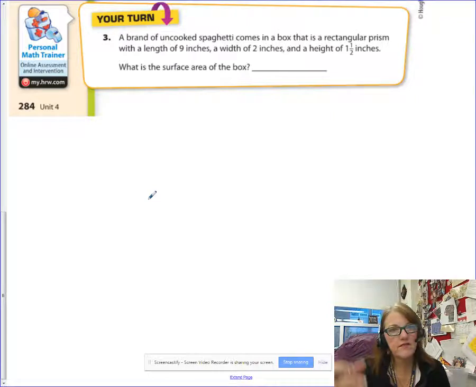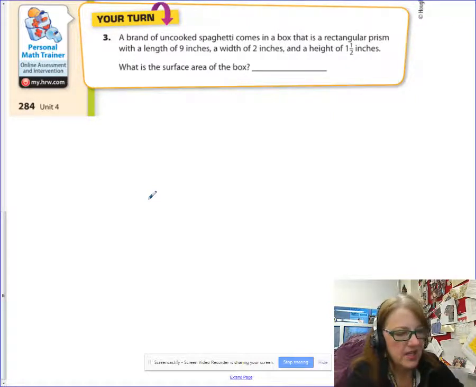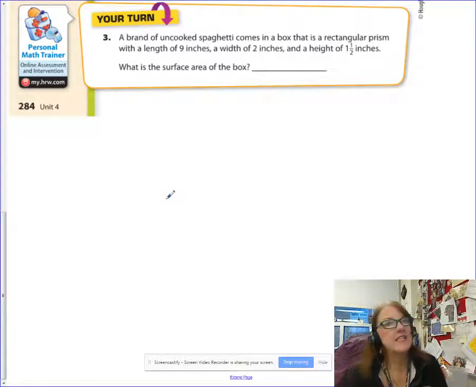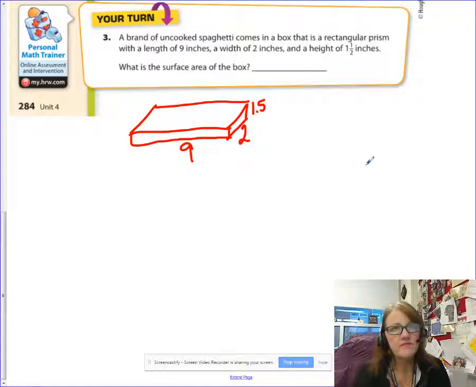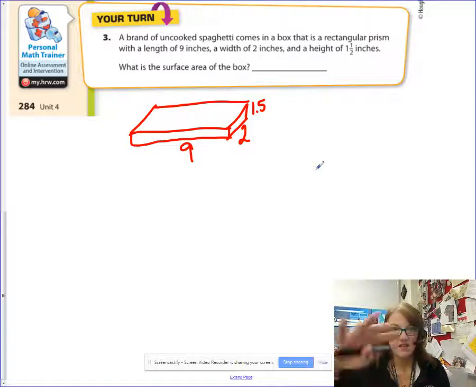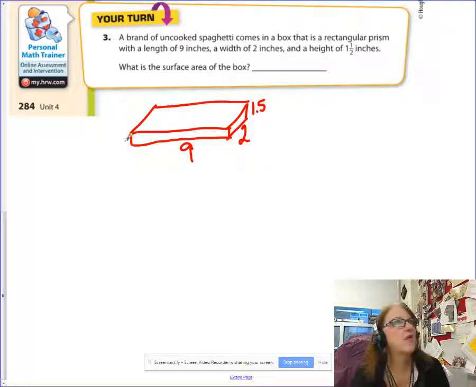You have a box from spaghetti, kind of like a box of Kleenex or facial tissue or whatever. Same idea. They didn't give you a picture, but they said the length is 9, the width is 2, the height is 1.5. So they're envisioning that this thing is laying down on its side. Usually I think a spaghetti box is standing up, but that's okay. So it's 9 inches long, 2 inches wide, and the height is 1.5. Now it's the same thing. I want the area of the whole thing, kind of like wrapping the package at birthday time, okay?